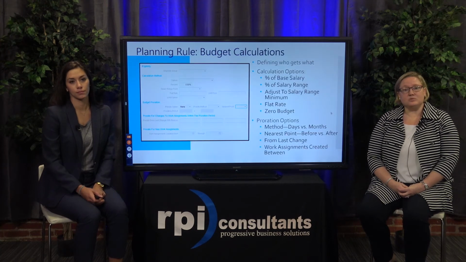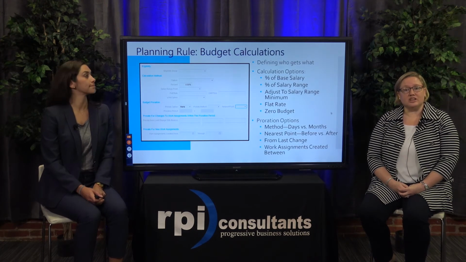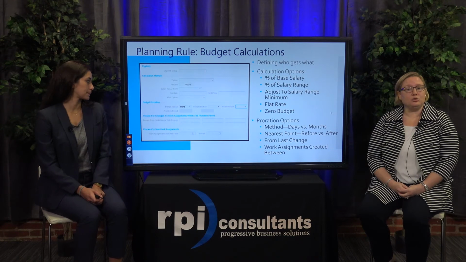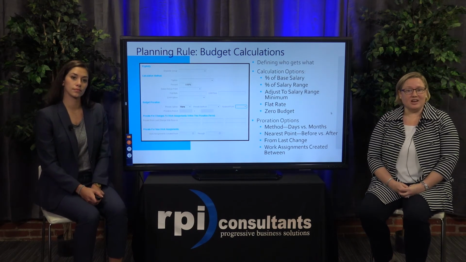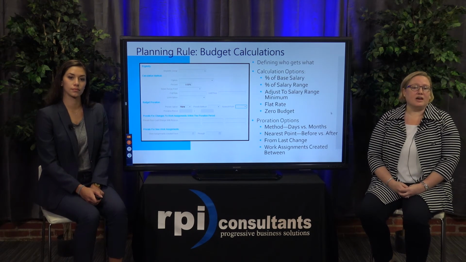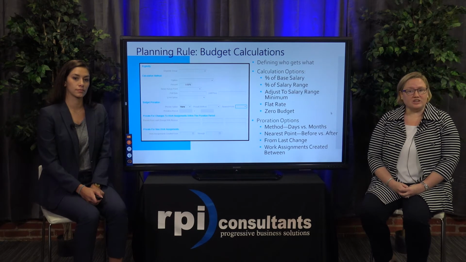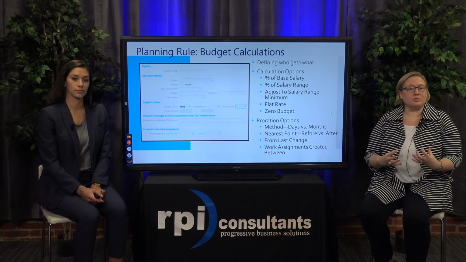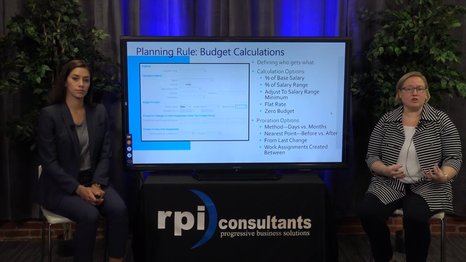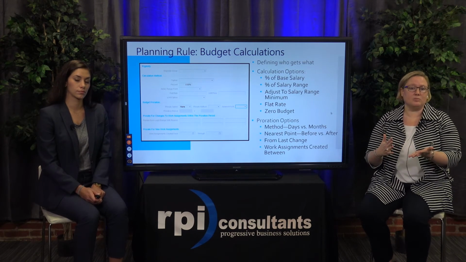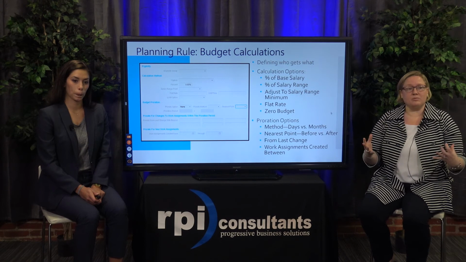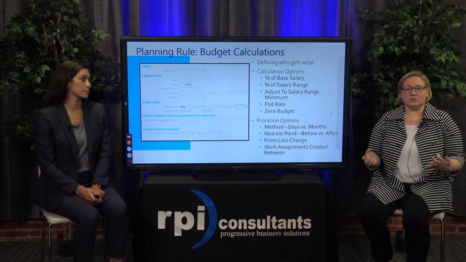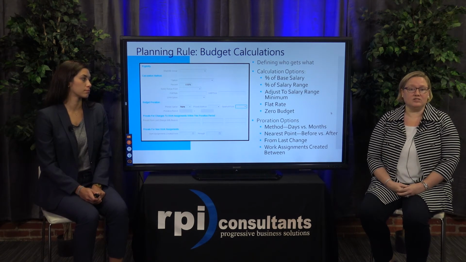Next tab is where you would add in your budget calculations. This is where you will define who gets what. You've got several calculation options there. You've got the ability to calculate off of the percent of a base salary, percent of a salary range, use the merit process to adjust to some salary range minimum to get people up to a minimum. If you want to put in a flat rate that every manager just gets $2,500 to work with and that's all they have, you can do that.